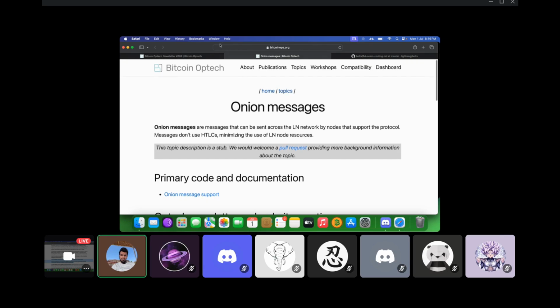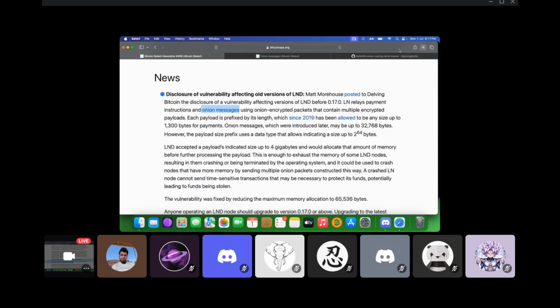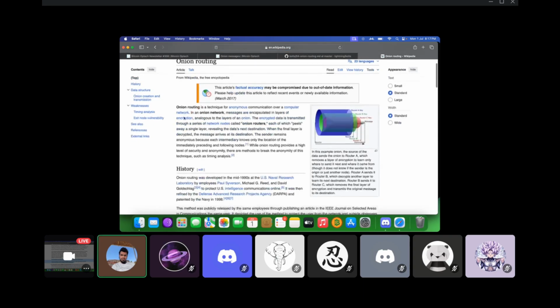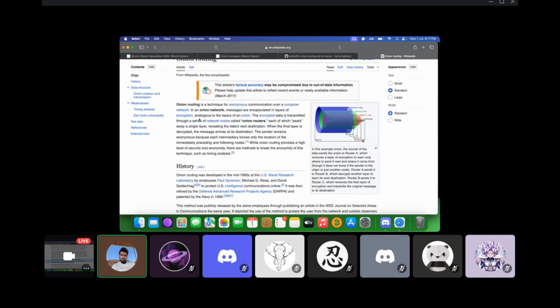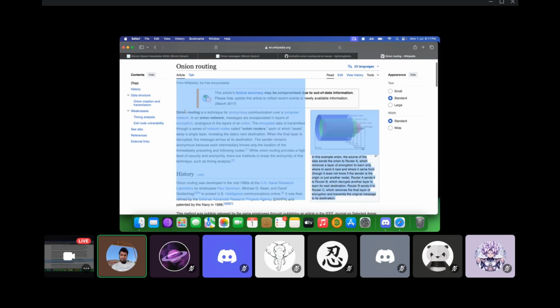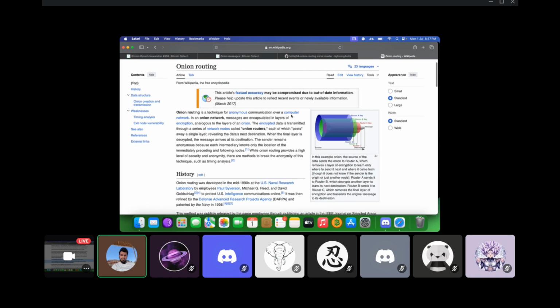I think there's a nice article on Wikipedia about onion messages. We'll read some lines of this to understand what onion messages are, what onion routing is, and how information is shared among peers on the Lightning Network. Onion routing is a technique for anonymous communication over a computer network. In our case, it's the Lightning Network. In an onion network, messages are encapsulated in layers of encryption analogous to the layers of an onion.